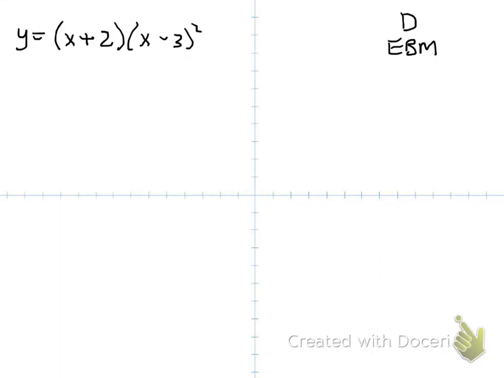Alright, so round two. We should know by now that before we start graphing a polynomial that's in factored form, we want to figure out the degree, and the degree is based on the multiplicities of each of the factors. So 1 plus 2 gives us 3.